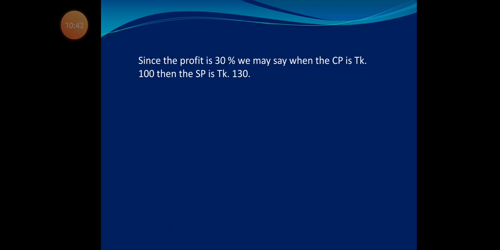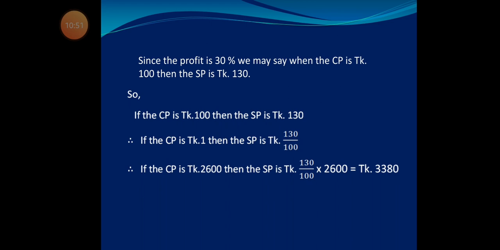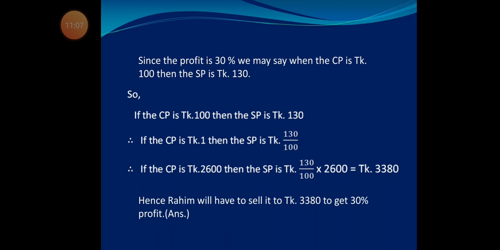Now in the second part, we need to sell it at 30% profit. That is, if the cost price is 100, then the selling price is 130, and we know from our previous slide that the cost price is 2600. That is, if the cost price is 100, then selling price is 130. If the cost price is 1, the selling price is 130 by 100. If the cost price is 2600, then the selling price is 3380. Okay, hence Rahim will have to sell it at taka 3380 to get 30% profit.